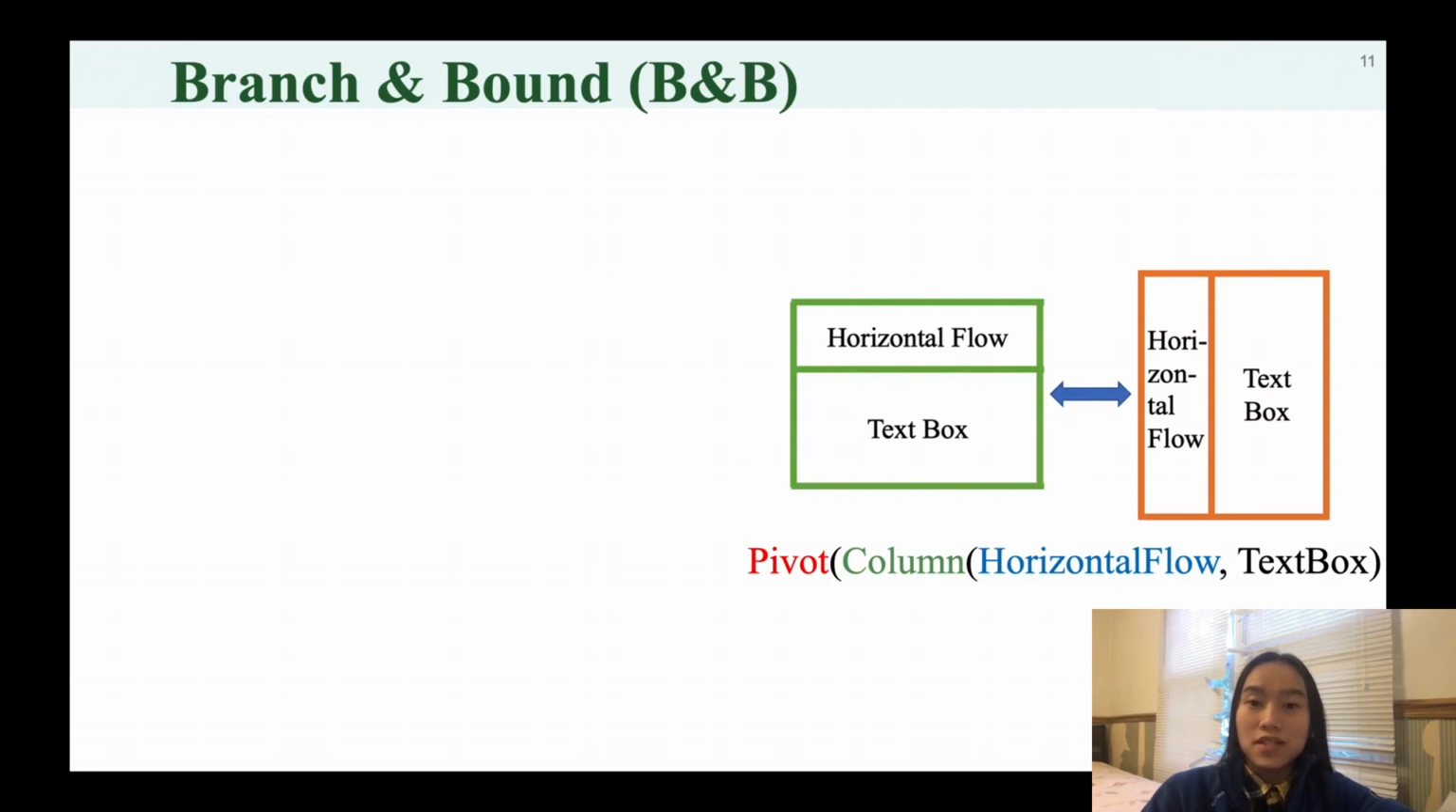Here we explain the main steps of the solver using a simple example. In this example, the horizontal flow layout may be a toolbar, and with the pivot, we allow the solver to place the toolbar either at the top or on the left. The solver processes the first alternative, the toolbar at the top, first.